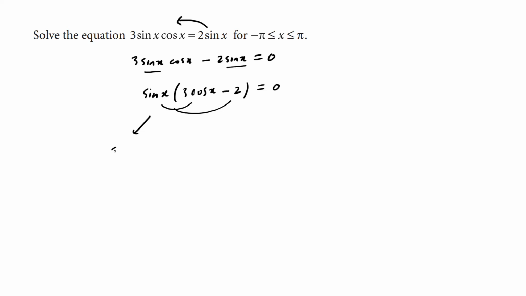We have case 1, which is sine x equals 0. And we have case 2, 3 cosine x minus 2 equals 0.